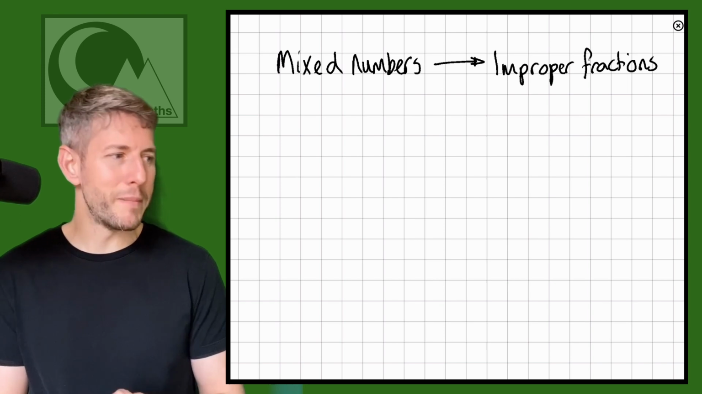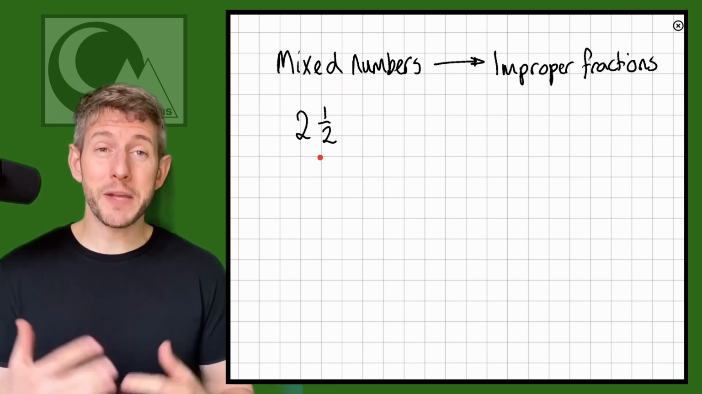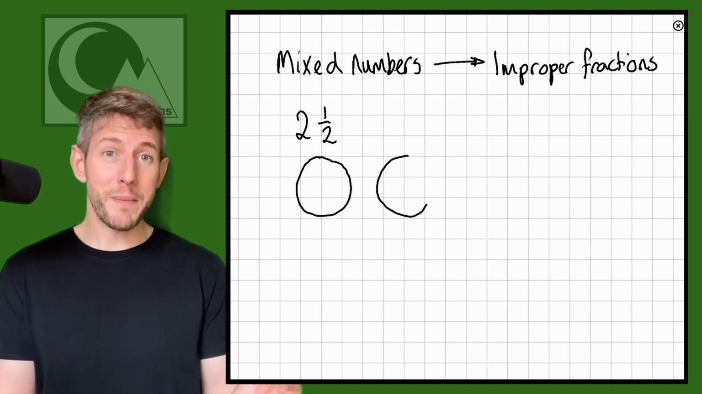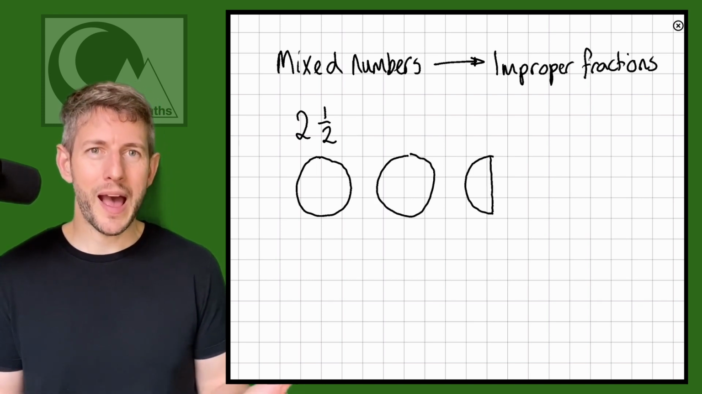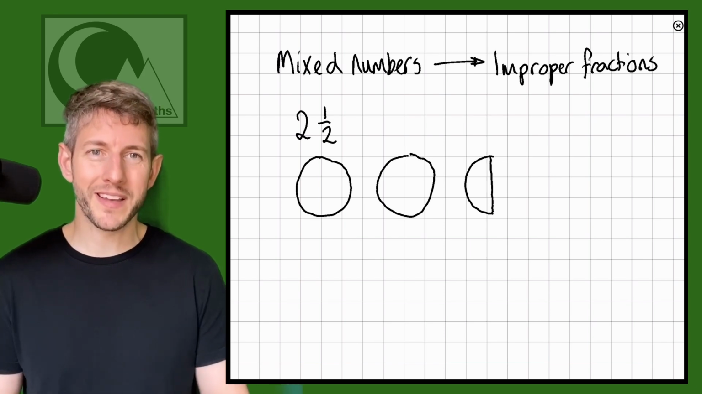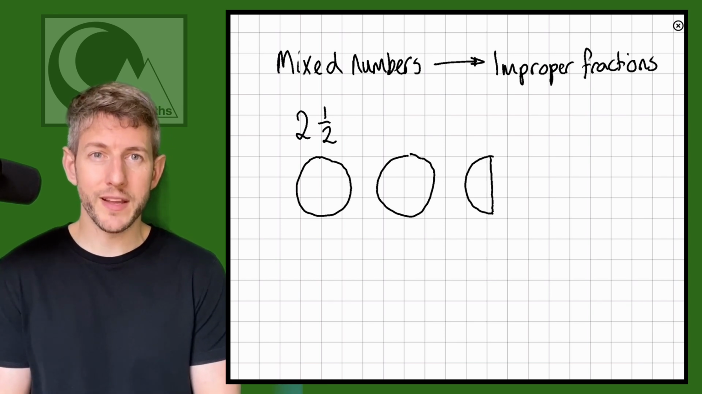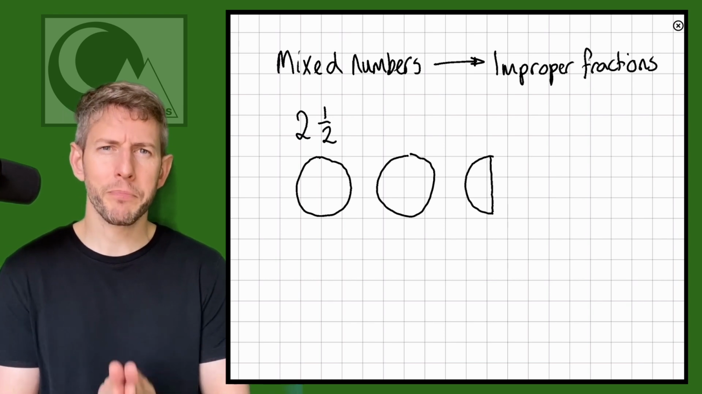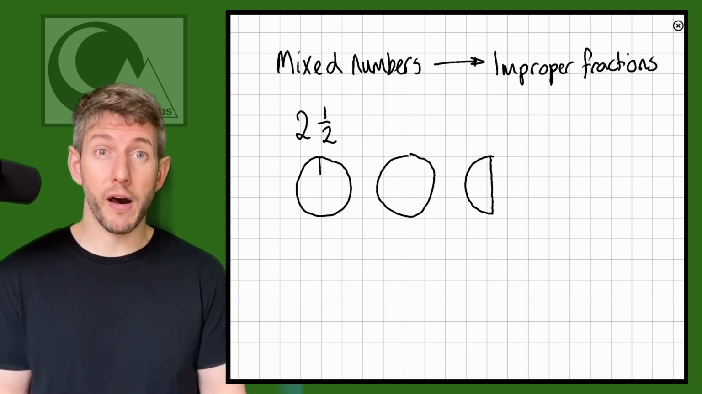So let's take a mixed number. Let's say I'm going to take 2.5 actually. So if I think about my 2.5 biscuits, maybe I'm actually going to draw them here. So I've got 2.5 biscuits here, and what I can see is I've got 2 whole biscuits and I've got half a biscuit. Now, if I want to talk about these as an improper fraction, I've got to think about all of the biscuits in terms of halves.